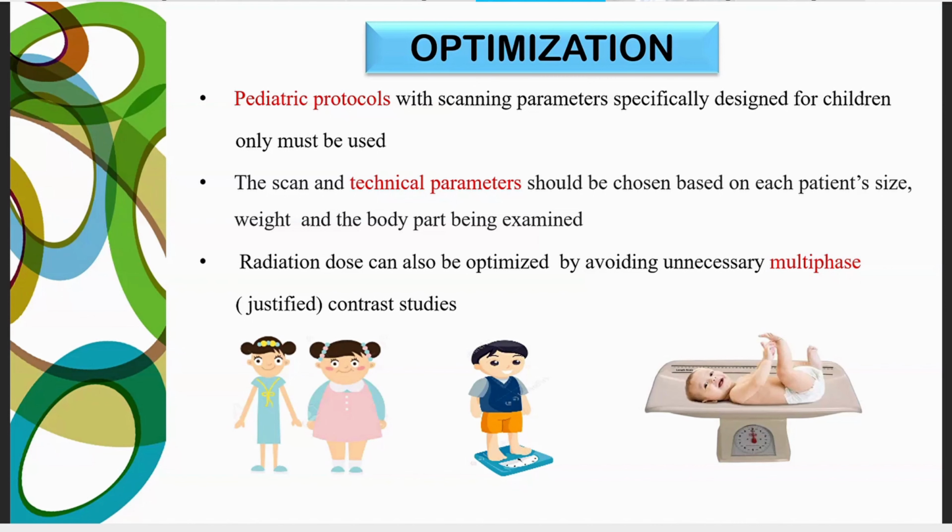Radiation dose can also be optimized by avoiding unnecessary multi-phases. When these phases are justified for the pediatric patient, then you can proceed. Or else you can go with a single phase, whichever phase is needed. If you need a contrast phase, arterial phase, venous phase, or delayed phase, you can do that particular single phase by restricting the other phases. This will be helpful for pediatric dose reduction in CT, and it will reduce the dose given to pediatric patients by half.